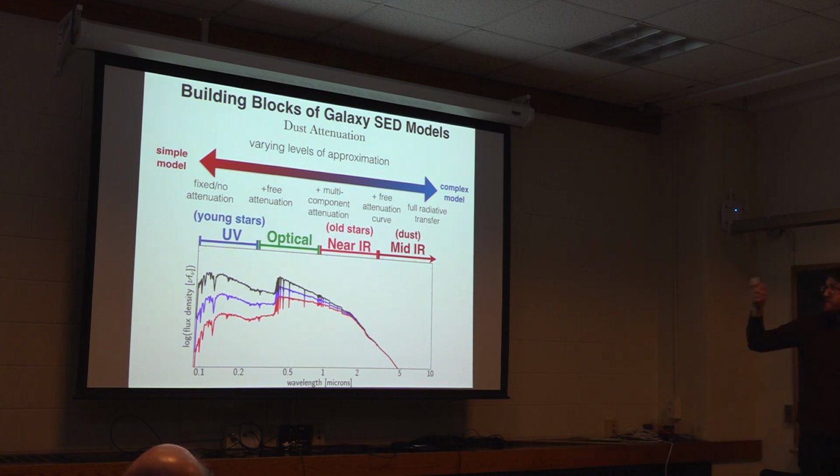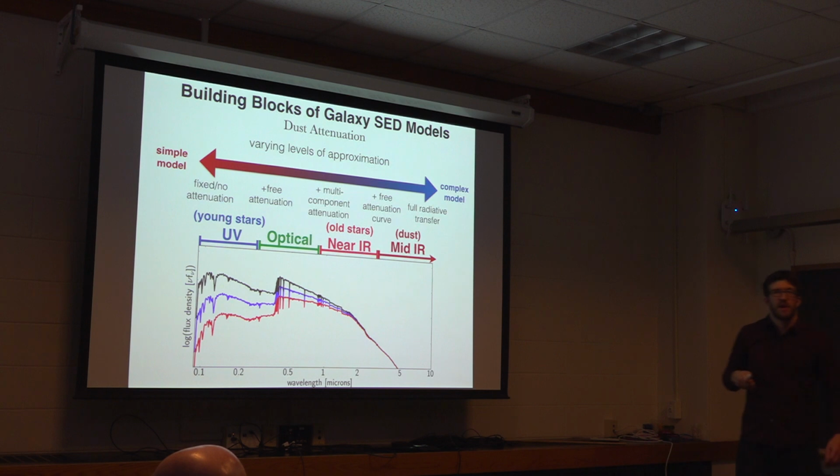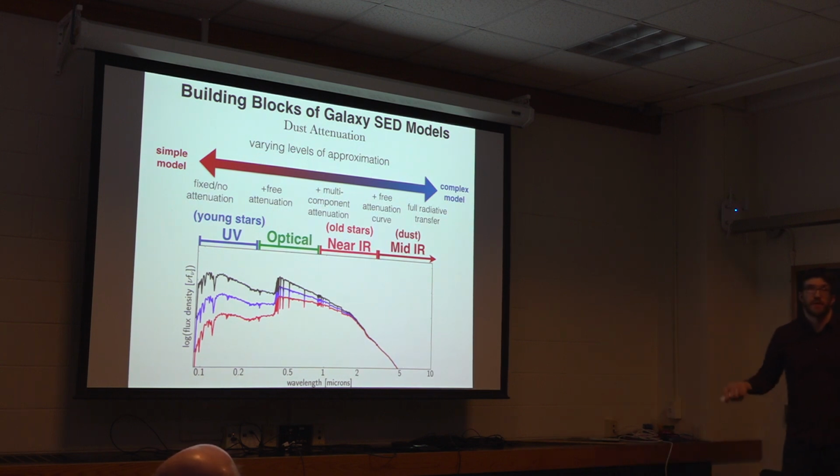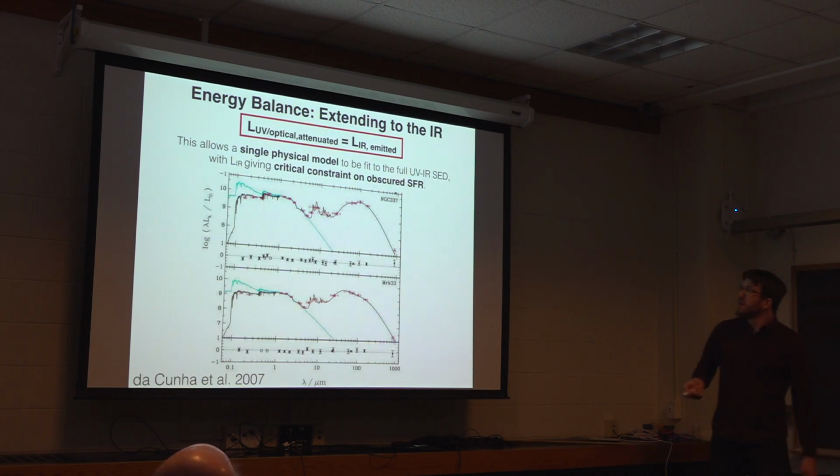And then, in principle, if you have enough data, you could also fit a full radiative transfer model to a galaxy on the sky. This is rarely done. All right, so we take all these ingredients, we can model the UV to the near infrared. Can I have a small question?